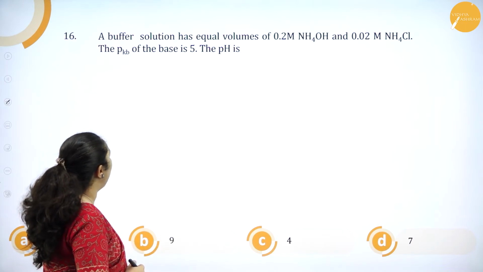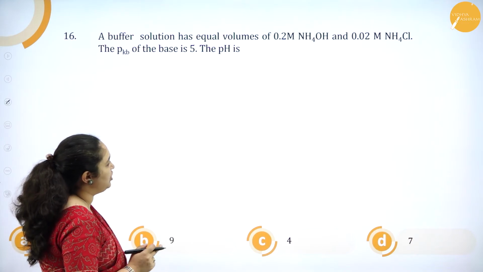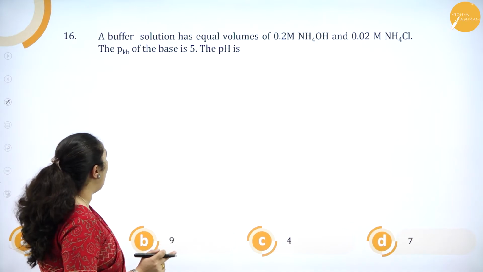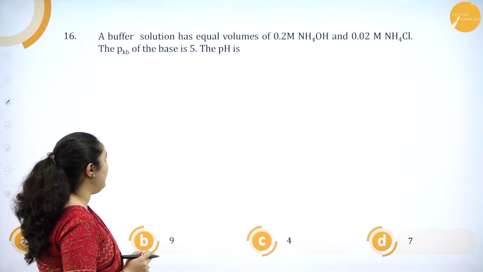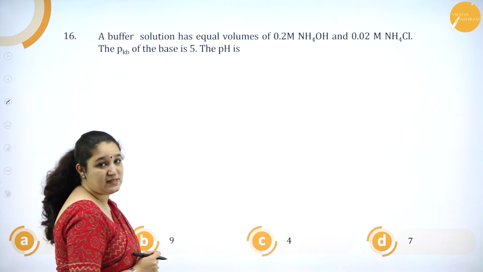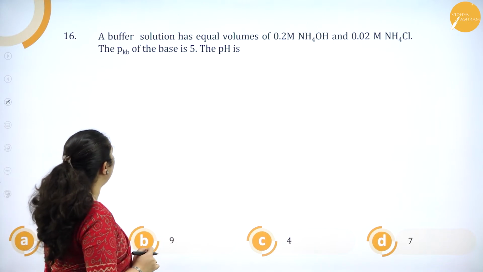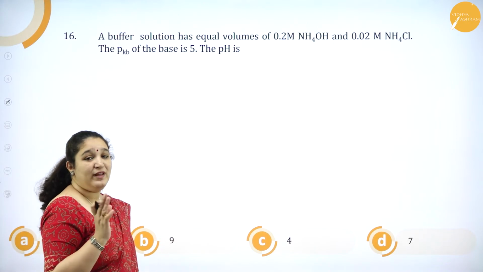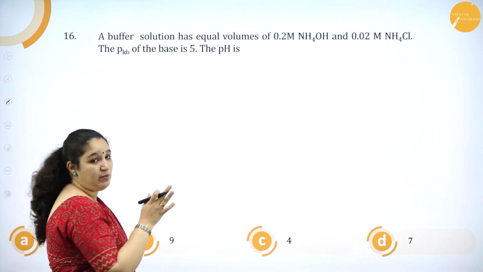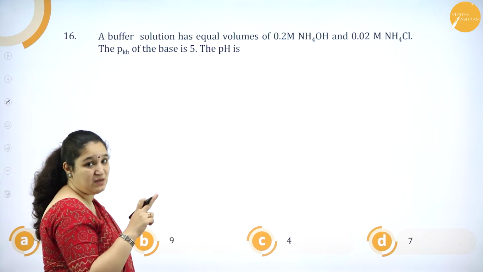A buffer solution has equal volume of 0.2 molar NH4OH and 0.02 molar NH4Cl. The pKb of the base is 5. The pH is 10, 9, 4, 7. So we are supposed to find out the pH of the solution. They've given that it's a buffer solution. When they've given it's a buffer solution with ammonium hydroxide and ammonium chloride, we have to find out the pOH because it is a basic buffer.